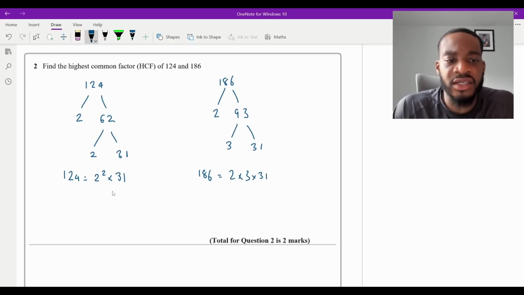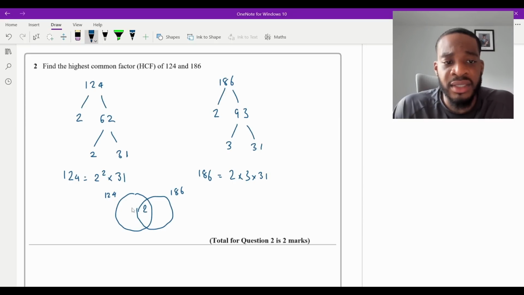Now, when you want to find the highest common factor, just draw a Venn diagram with the factors involved. So with that being said, I'm going to put 124 here. I'm going to put 186 there. What factors do they have in common? They've got a 2 in common in both of them. So I'll put a 2 in the middle. And that's it. They only have 1, 2 in common.